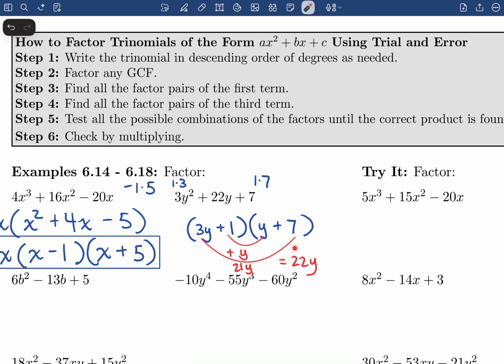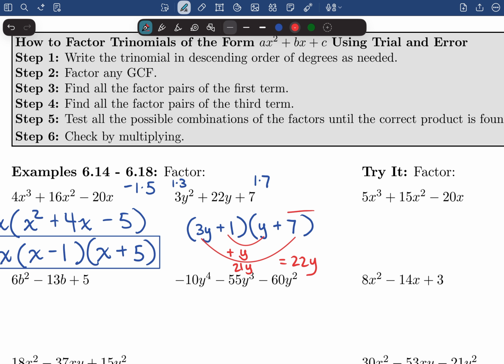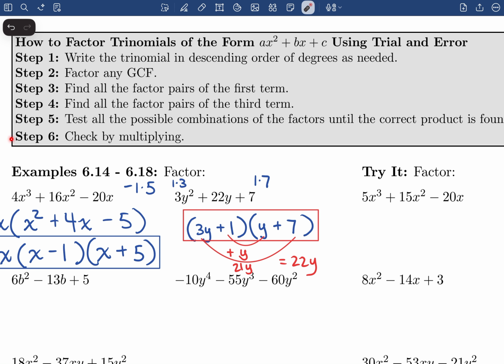Here's my 22y. Okay, so when you place the pieces of these two binomials together, you have got to think of multiplying the outer terms and the inner terms together to make this b value. Okay, this is probably one of the more thoughtful things you'll have to do as you're learning how to factor. So I'm going to leave that right there. And of course, if you needed to, you could do step 6 for yourself.